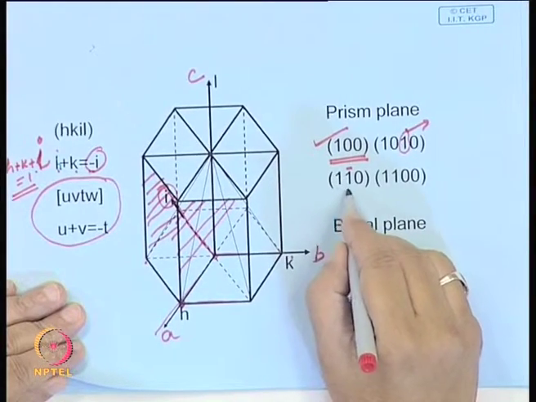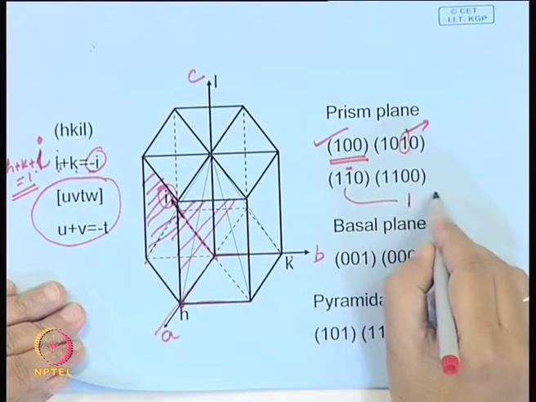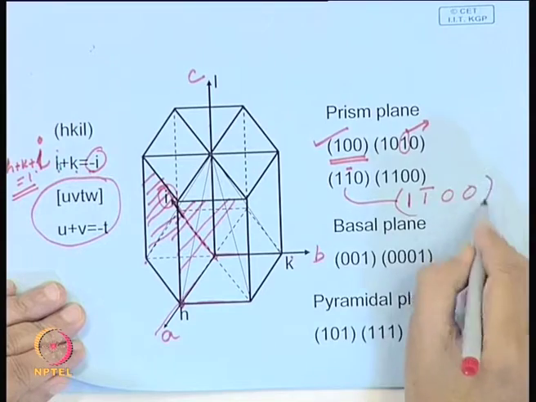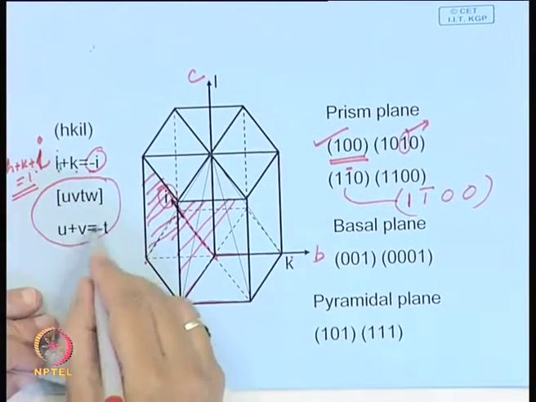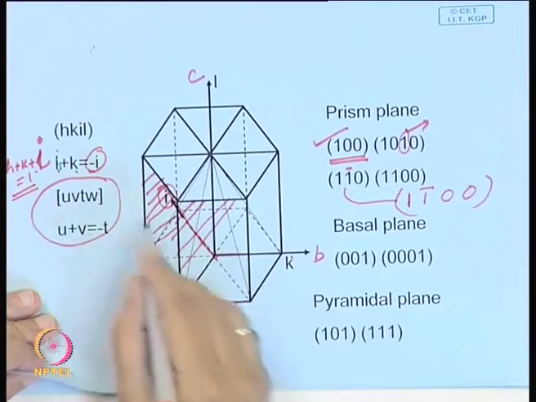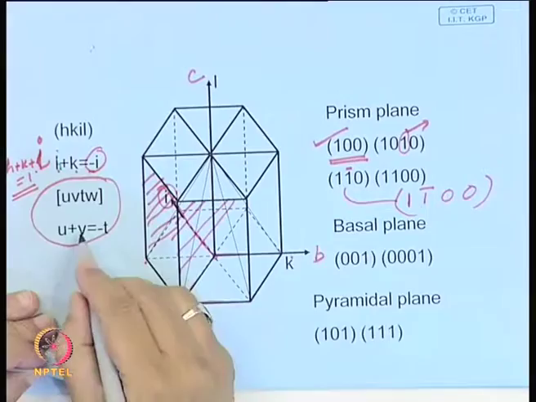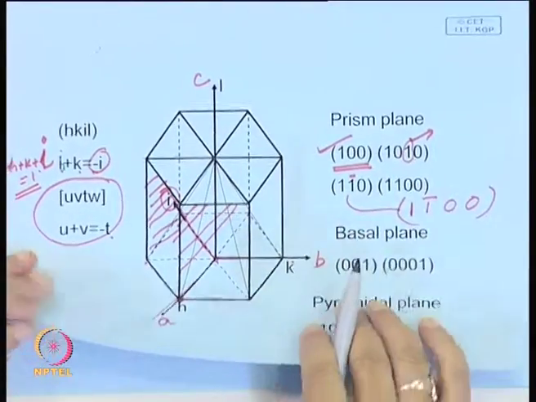So, it will be 1 1 bar 0, it will be 1 1 bar 0 0. So, we will look at it a little later. It needs a little complicated treatment. Here the conversion is not as simple in case of a direction as in case of plane.